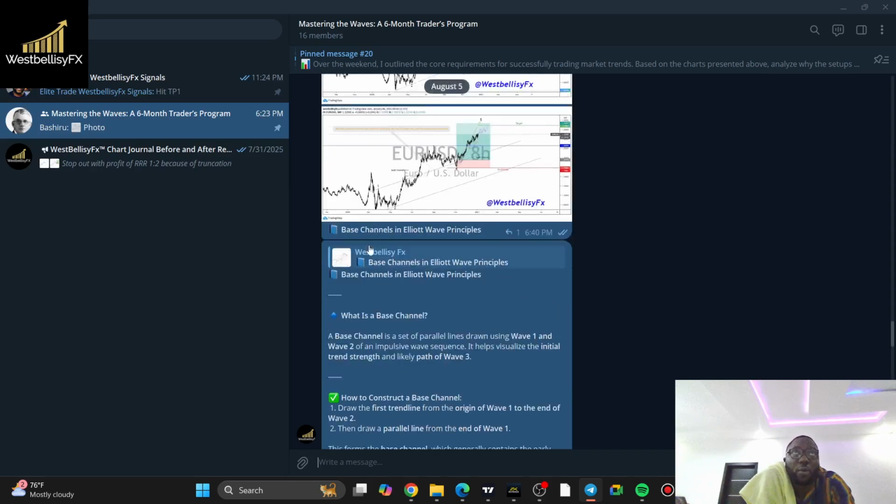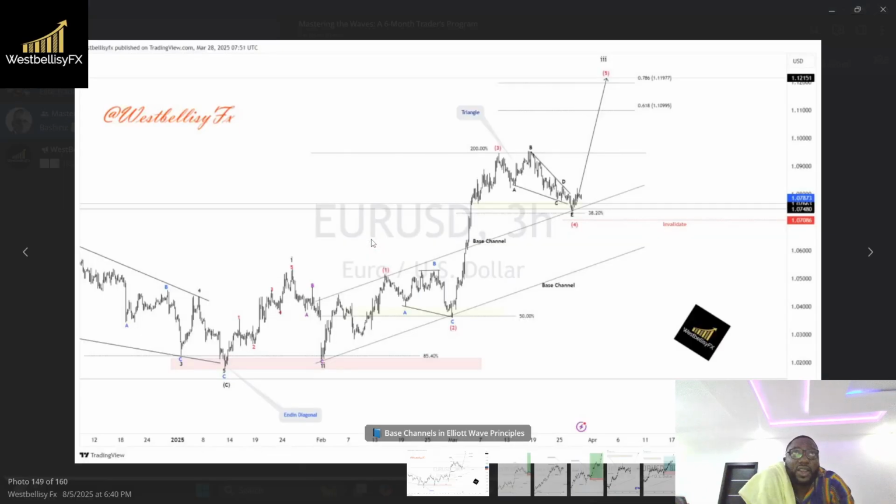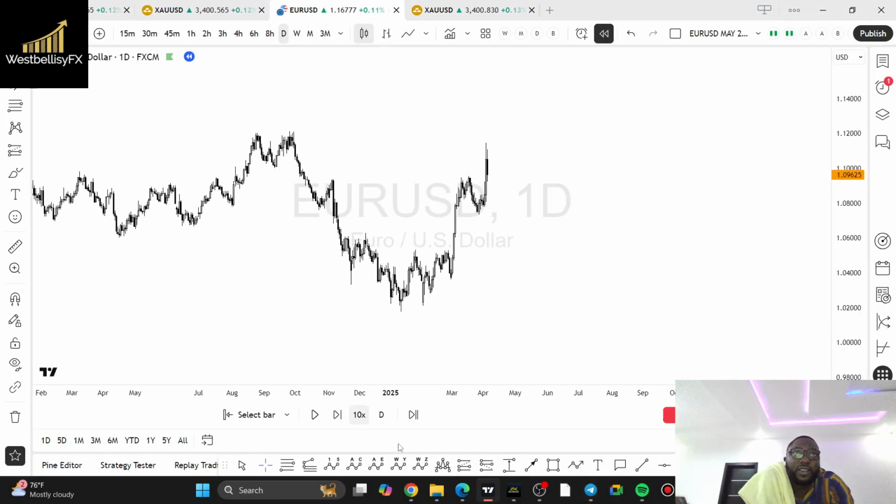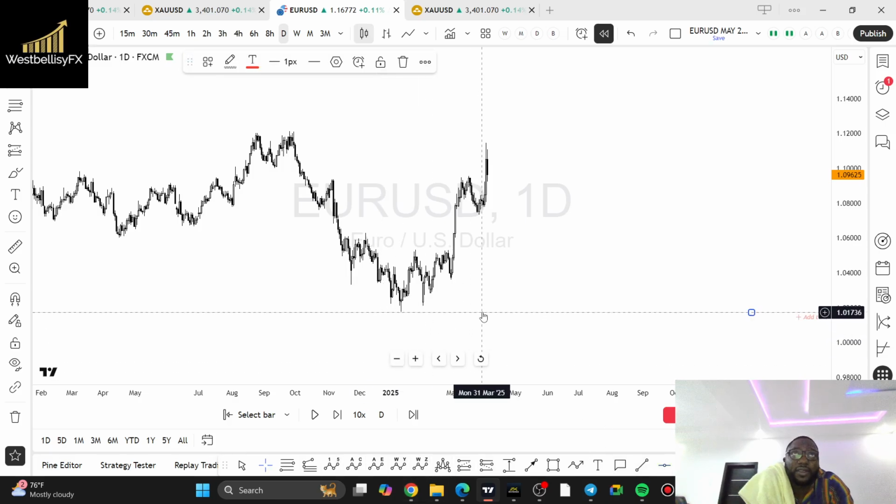Okay, so the most common one, which if you notice here, you can see here, here's another opportunity I did call out on Euro USD. The same approach, you can see it here. Now let's go to this Euro USD. This is it here. This is the starting point of a wave count, right? This is the daily time frame, right?